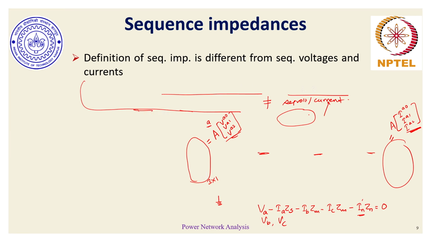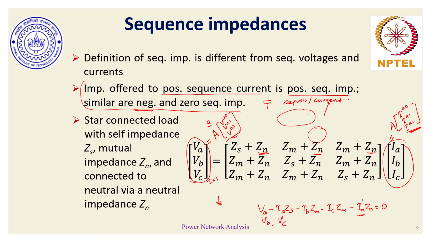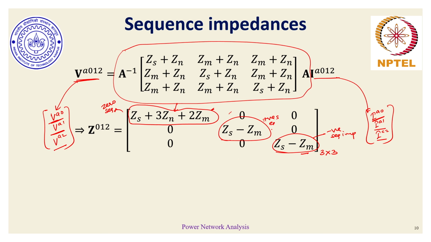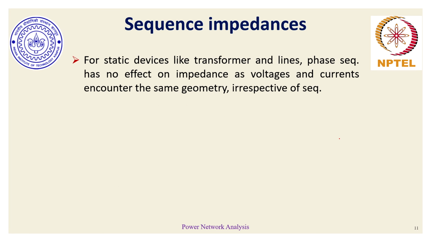I intentionally chose this three-phase balanced load having mutual impedances, where the resulting equations, in terms of impedances, were a full 3x3 matrix. The moment I convert it into sequence impedances, I only see a 3x3 diagonal matrix. The off-diagonal terms are all 0, meaning that positive sequence has nothing to do with zero sequence, and negative sequence has nothing to do with positive sequence, and that's where the decoupling comes in. For a balanced load, the three sequence networks appear to be all independent as per this 3x3 matrix.